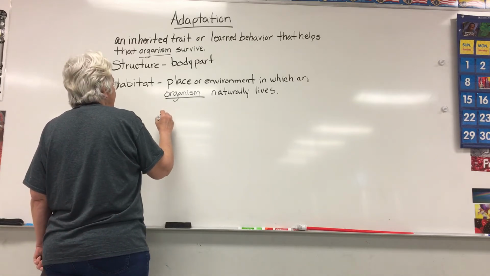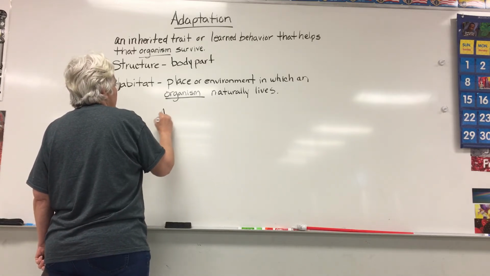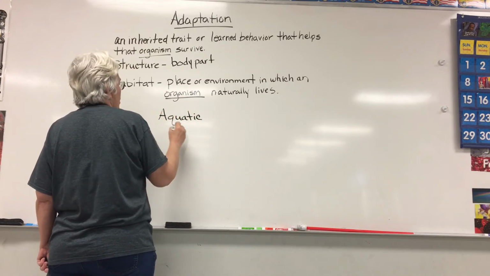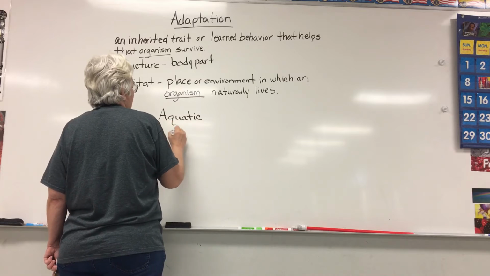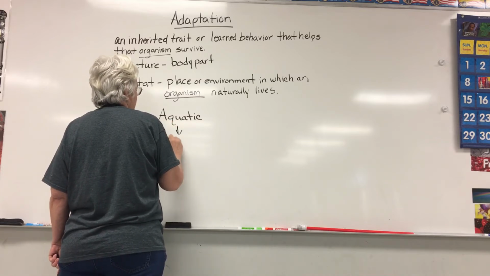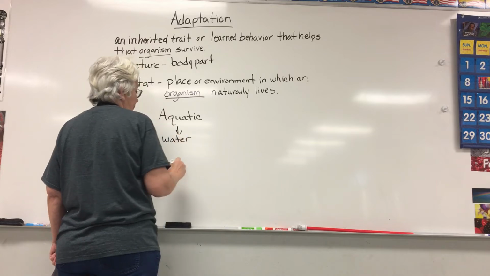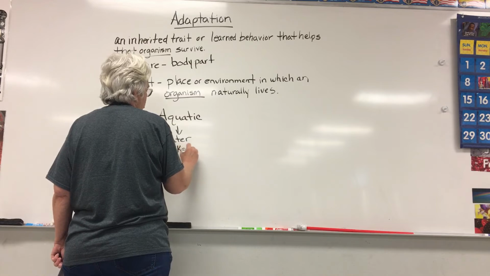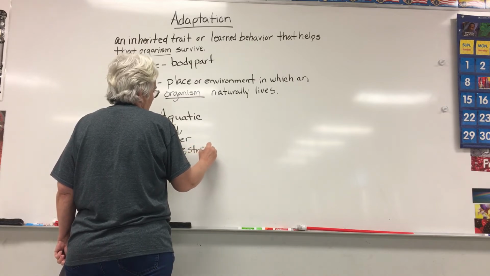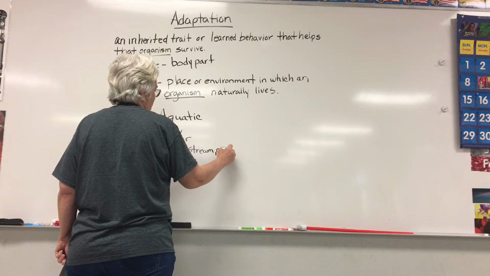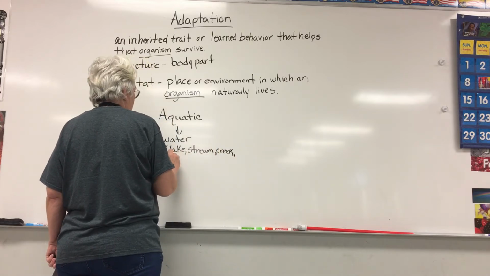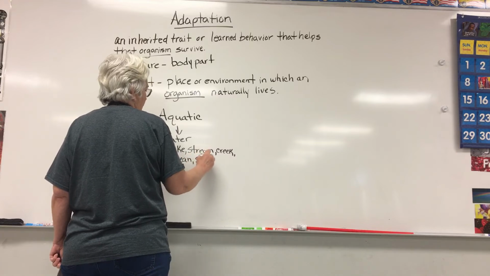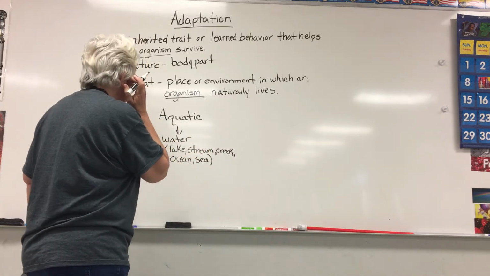The first being aquatic, just like the word Aquaman. Well, where does Aquaman live? This is a water environment. And it could be anything. It could be a lake, a stream, a creek, an ocean, a sea. Anything that has water in it is aquatic.